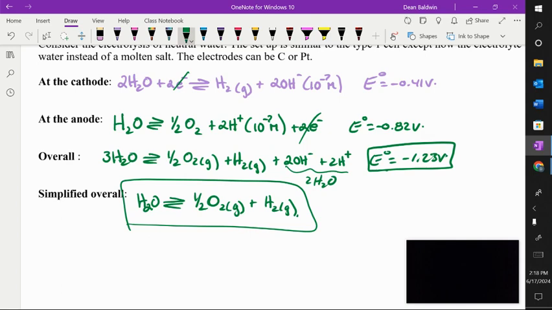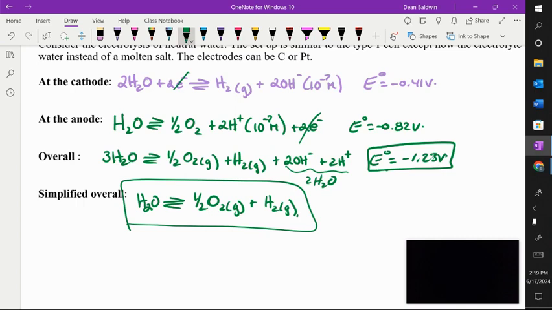What would be the danger there? Is there a danger with this? Oxygen and hydrogen, well, they're both flammable, right? So if there's any sort of spark or anything. But we're not producing a ton of it.